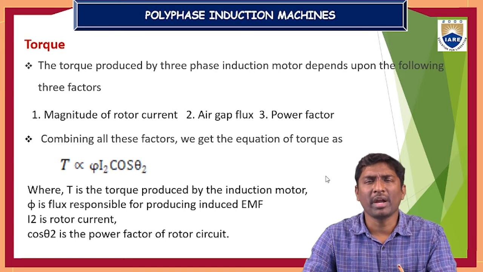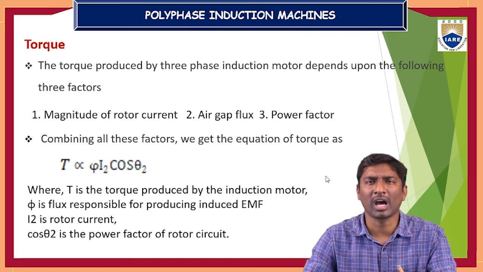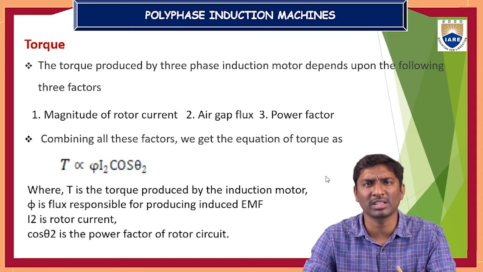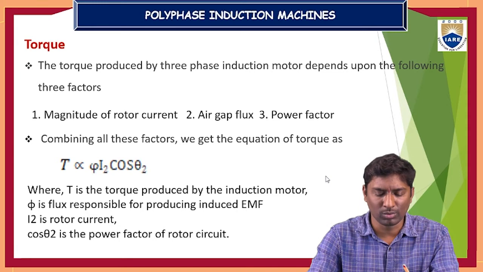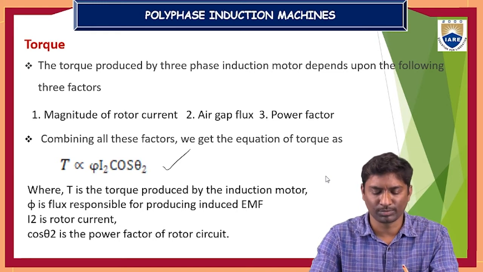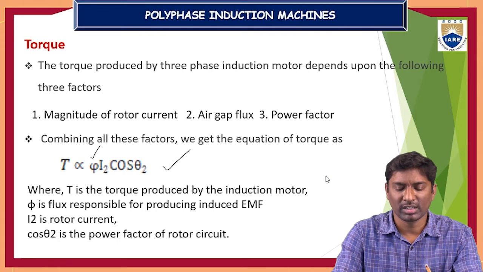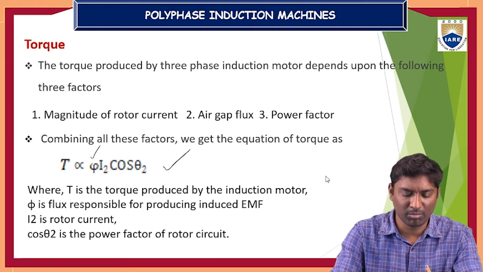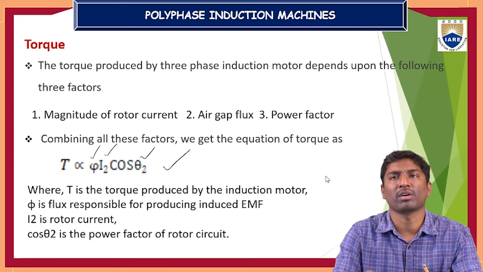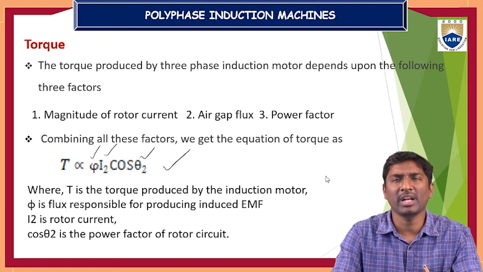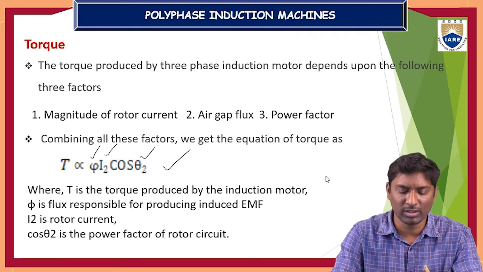Combining all these three factors, we can get the torque equation. Torque is directly proportional to phi into I2 into cos theta 2, where phi is the air gap flux, I2 is the magnitude of the rotor current, and cos theta 2 is the power factor.